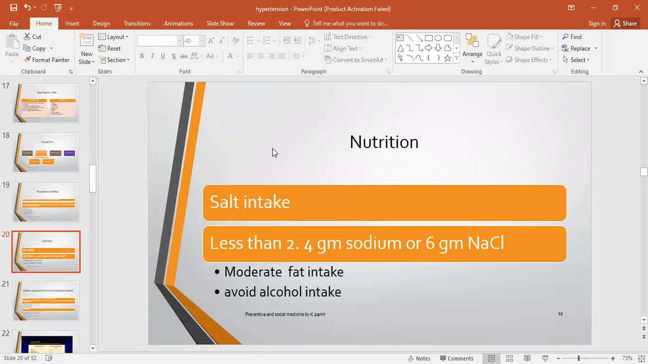What can we do in the nutrition? We reduce the salt intake. Less than 2.4 grams sodium or 6 grams NaCl is recommended for a diagnosed hypertensive patient. Moderate fat intake and avoid alcohol intake.